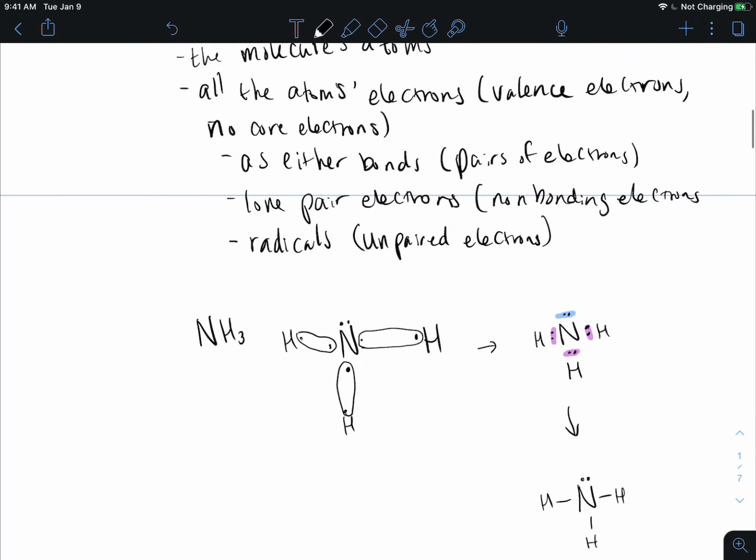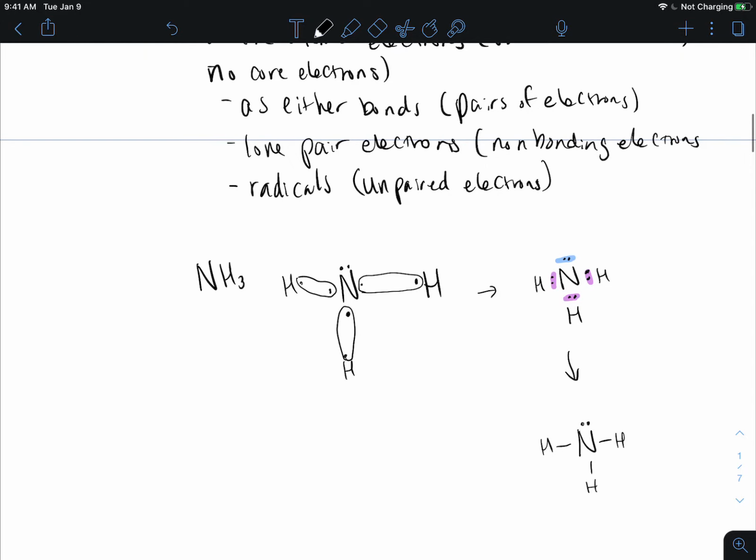So what we see here is these are our non-bonding electrons, and then these are our bonding electrons or our bonds. And in both cases, we see that they are in pairs. Now, we can have what we see here, which are single bonds.